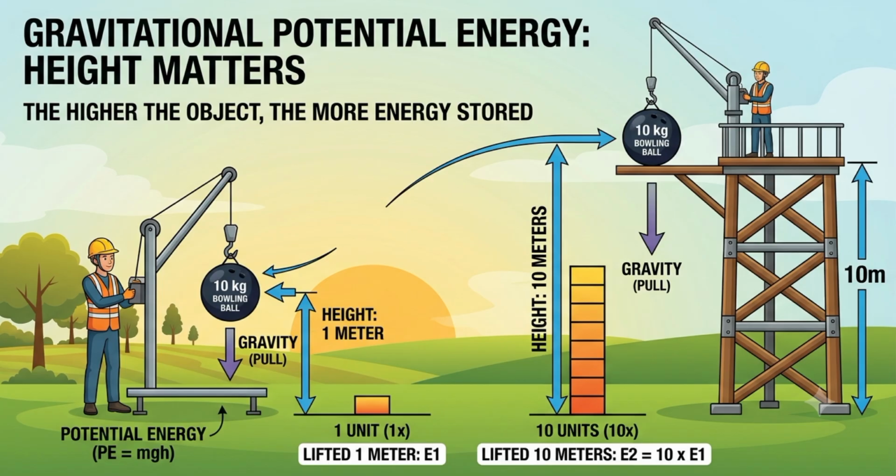Why this matters: if you lift a 10 kilogram bowling ball 1 meter off the ground, it has stored energy. If you lift it 10 meters high, it has 10 times the energy. The higher it goes, the more gravity wants to pull it back down, and the more energy it stores.